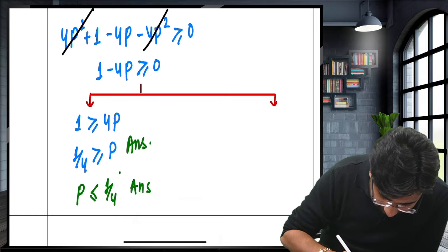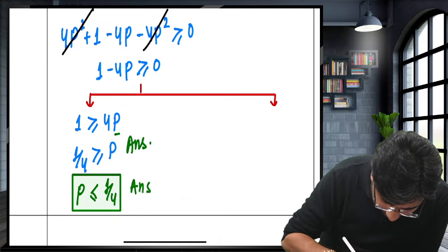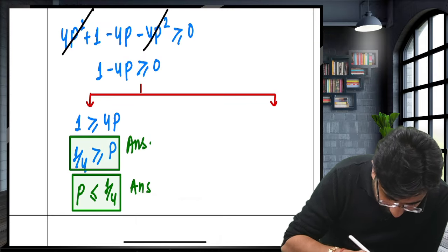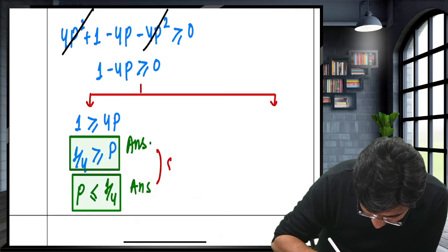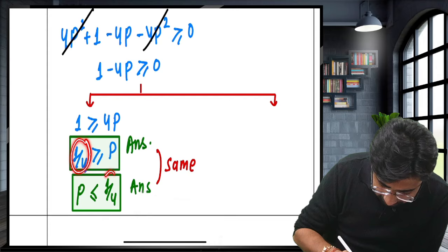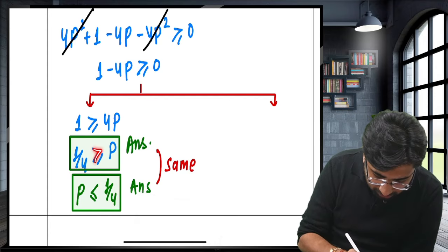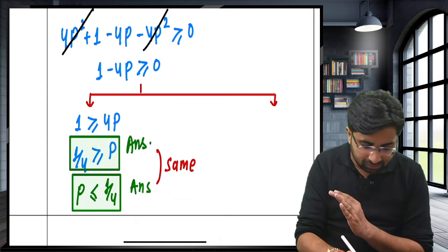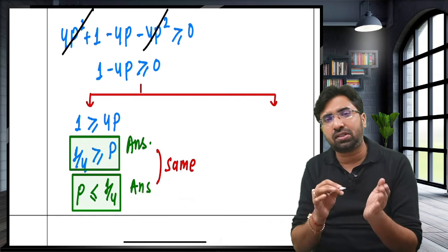Aman sir, both are same. Everybody, guys, look very carefully. Both are same. Here 1 by 4 is greater. Yes, here 1 by 4 is greater. I am not changing the sign of inequality here. Since I am changing LHS to RHS, I am changing the sign.